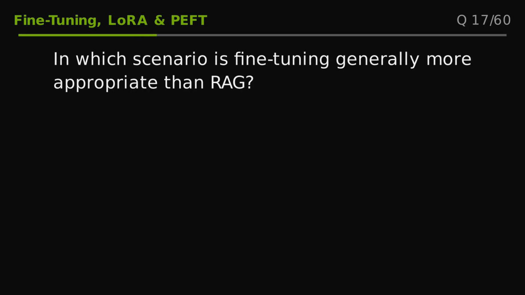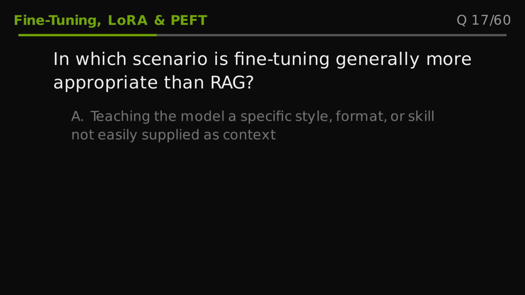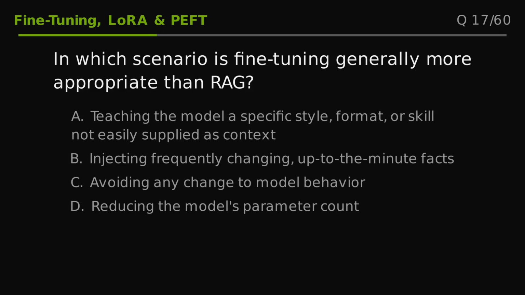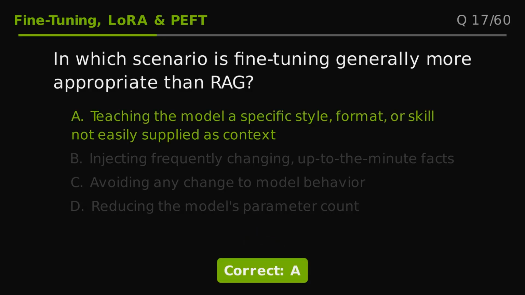Question 17. In which scenario is fine-tuning generally more appropriate than RAG? Option A, teaching the model a specific style, format, or skill not easily supplied as context. Option B, injecting frequently changing, up-to-the-minute facts. Option C, avoiding any change to model behavior. Option D, reducing the model's parameter count. The correct answer is A.